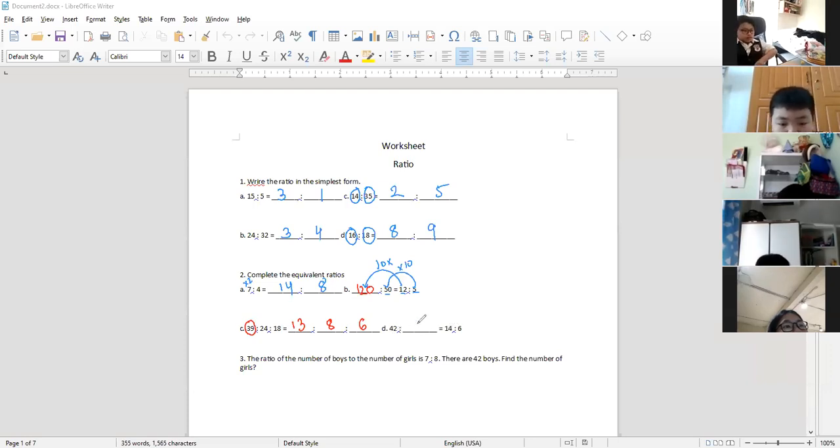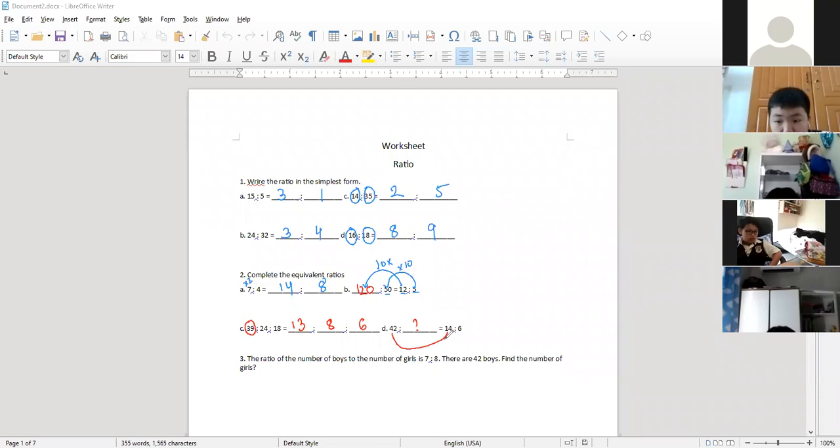Now next number, you have to fill in the blank. This is 40:what? This is the question mark. Equals to 14:6. Now, if you see the first number, you compare the first number of these two. This is 42, this is 14. So 14 times how much is 42? What is the relation between 14 and 42? What do you think? 14 times how much is 42?